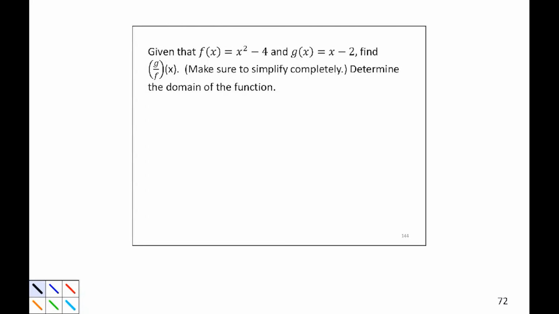Given that f of x equals x squared minus 4 and g of x equals x minus 2, find g divided by f of x. Make sure to simplify completely, and then also determine the domain of the function. So what we can first do is take g of x divided by f of x.